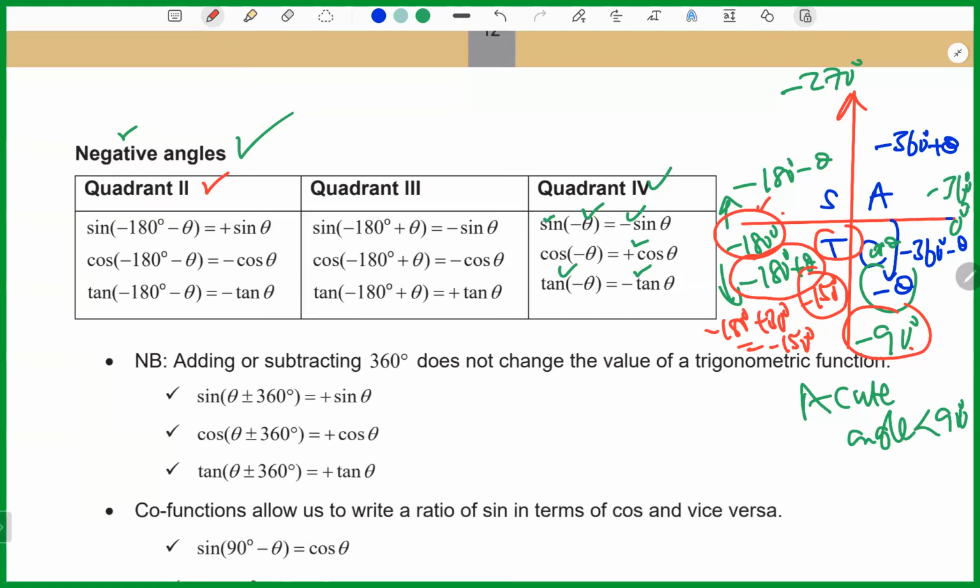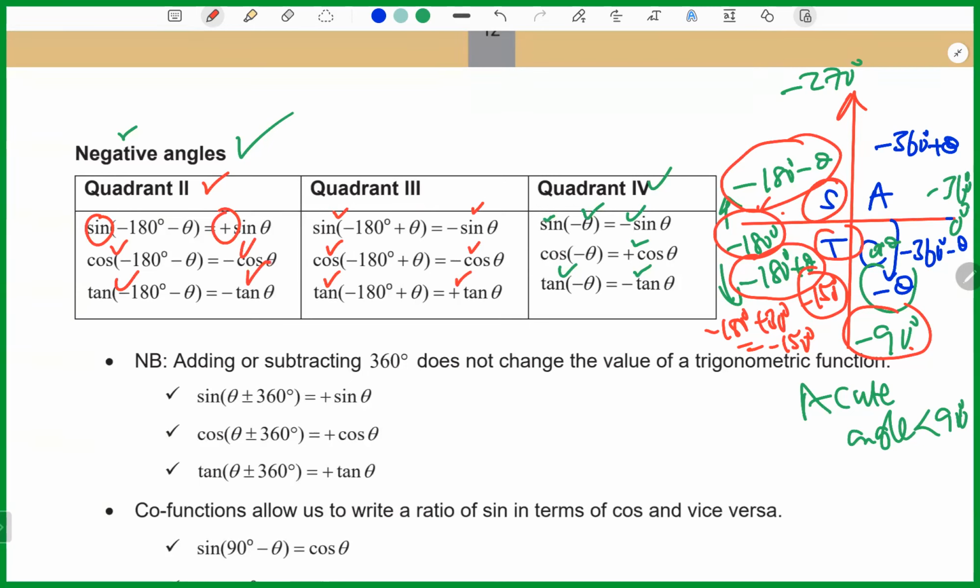Now, in the third quadrant, the tan is the one that is positive, but the only one. So you realize, therefore, that the tan becomes positive, but the cosine is negative and the sine is negative. In quadrant 2, you'd have minus 180 minus that. So in quadrant 2, it's only the sine that is positive. So you realize the sine is positive, but the cosine is negative and the tangent is negative.